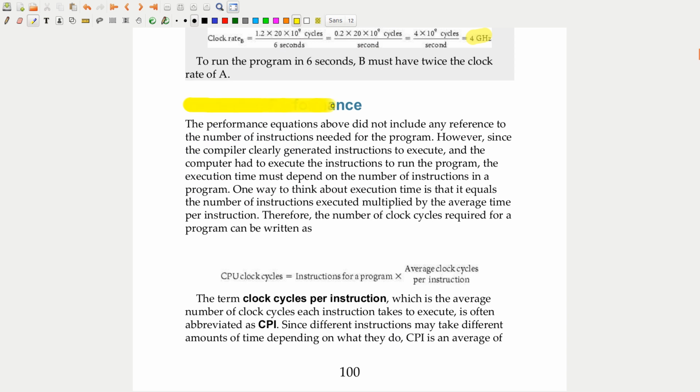So let's look at instruction performance. The performance equations above did not include any reference to the number of instructions needed for the program. However, since the compiler clearly generated instructions to execute and the computer had to execute the instructions to run the program, the execution time must depend on the number of instructions in a program. So one way to think about execution time is that it equals the number of instructions executed multiplied by the average time per instruction. Therefore, the number of clock cycles required for a program can be written as CPU clock cycles equals the instructions times the average clock cycles per instruction.